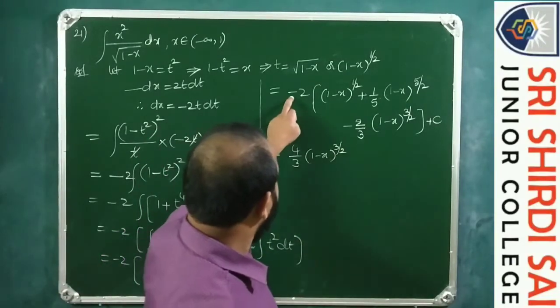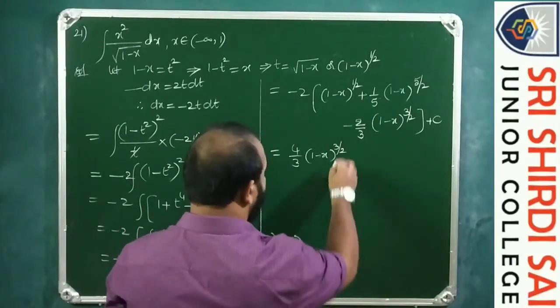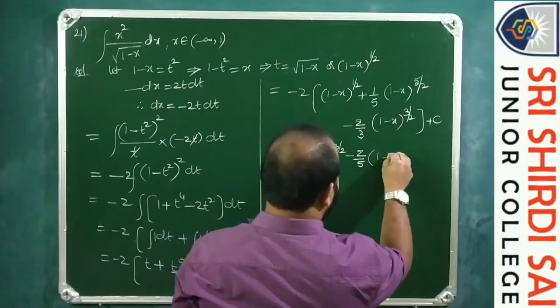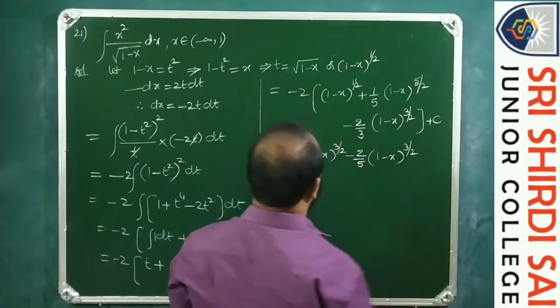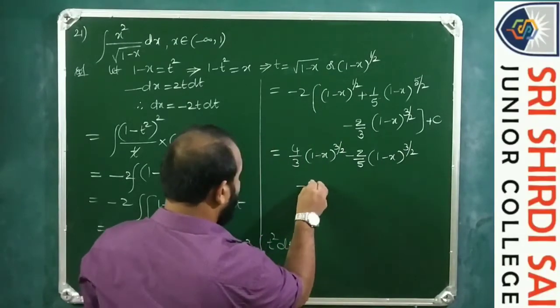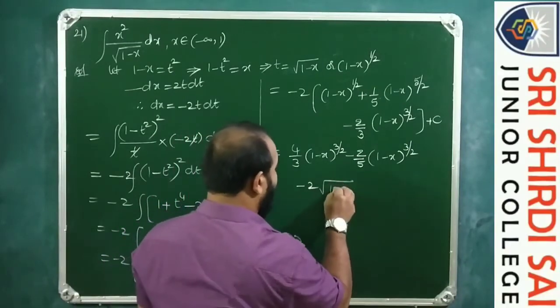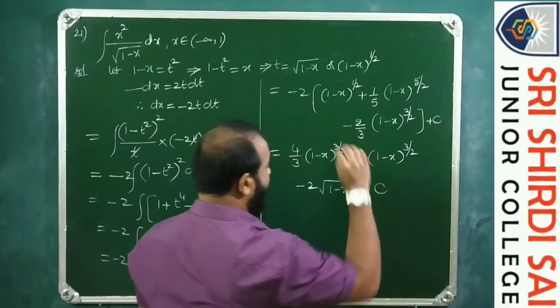So this is minus 2 into 1 by 5, which is minus 2 by 5, into (1 minus x) whole power 3 by 2, minus 2 (1 minus x) whole power 1 by 2, that is, root of 1 minus x, plus constant of integration.